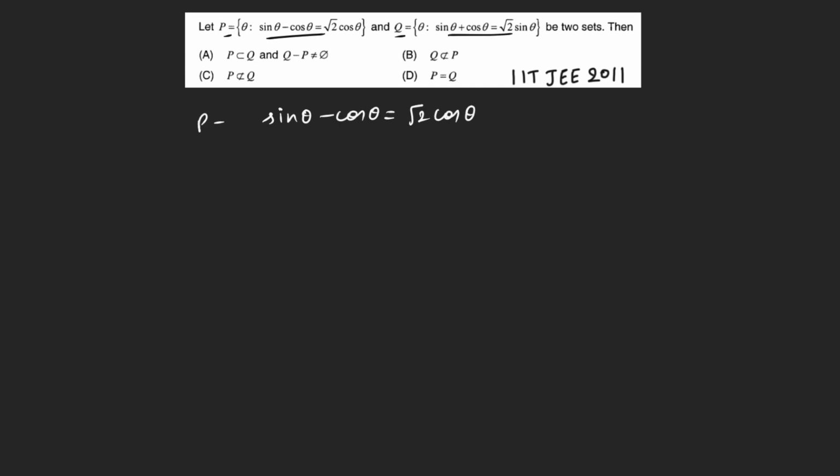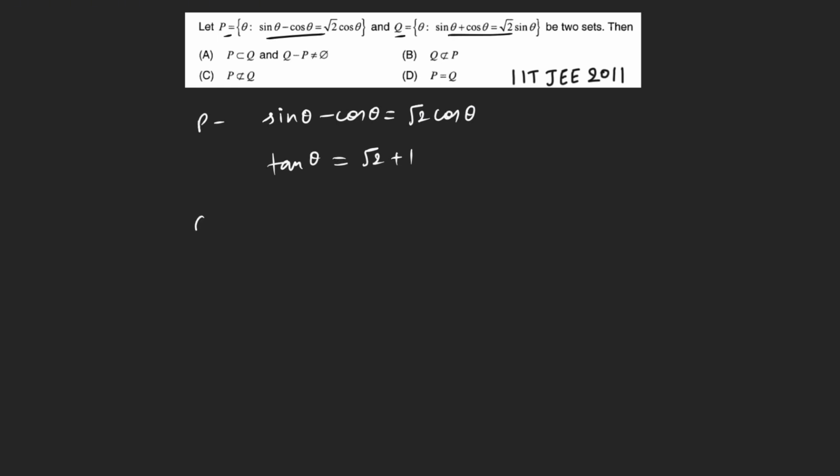Now, to solve this equation, the easiest way is to reduce the number of variables to 1. And how can we do that? If we divide this equation by cos theta, then we'll be left with only tan theta, and that is equal to root 2 plus 1. So all the values of theta that satisfy this equation are in set P.